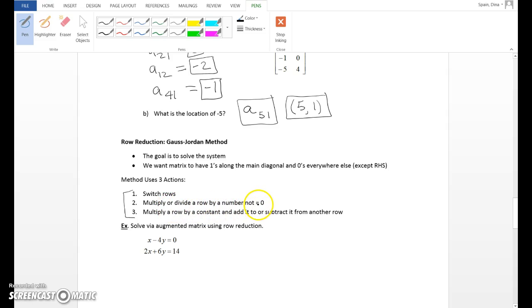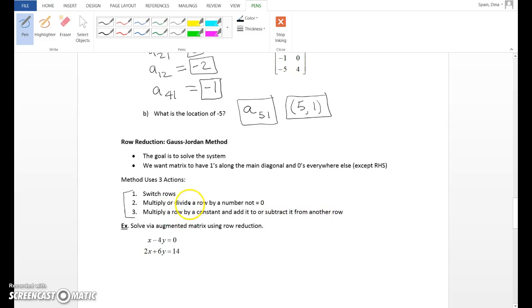Multiply or divide a row by a number that's not equal to 0. So that's just like an equation. If you're trying to solve a system of equations, we can multiply a whole row by a number, which is a whole equation by a number. We did that before. And you can also multiply a row by a constant and then add it to or subtract it from another row.